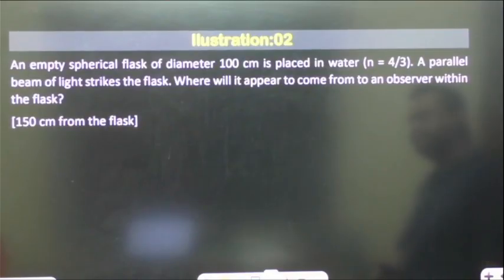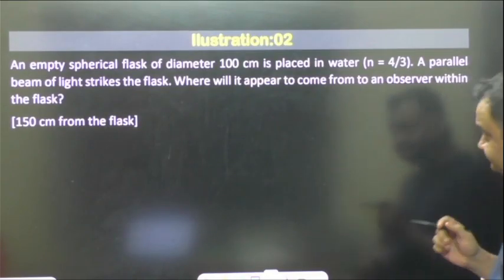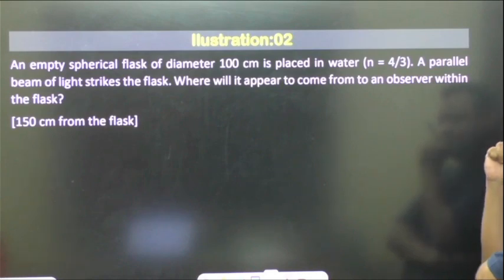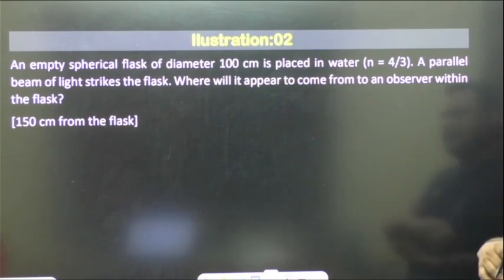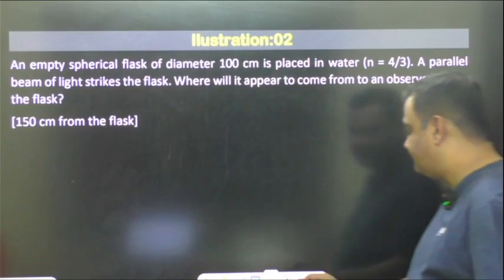Now let's see illustration 2. An empty spherical flask of diameter 100 centimeter is placed in water, refractive index 4 by 3. A parallel beam of light strikes the flask. Where will it appear to come from to an observer within the flask?